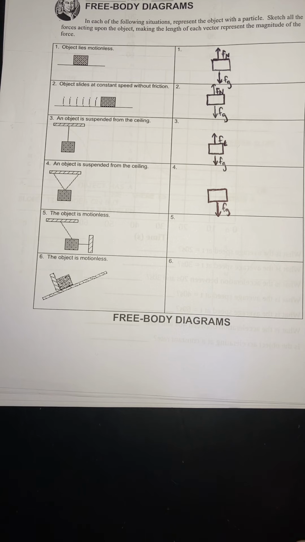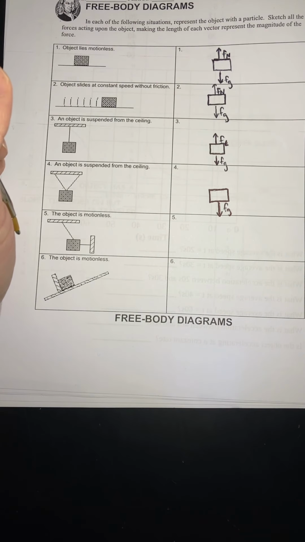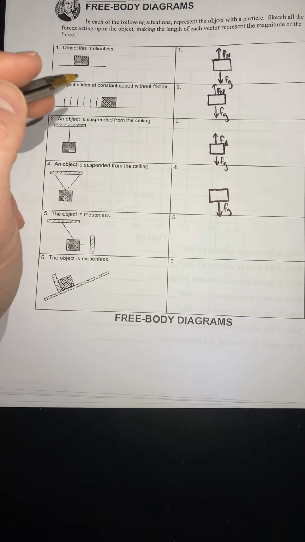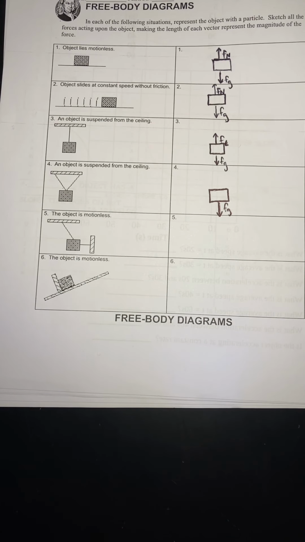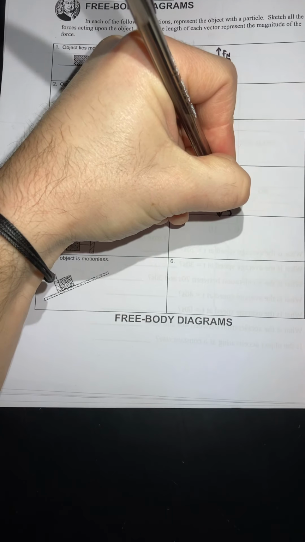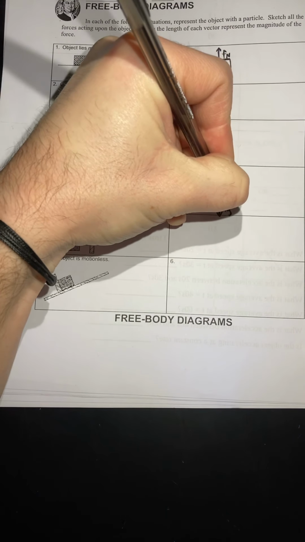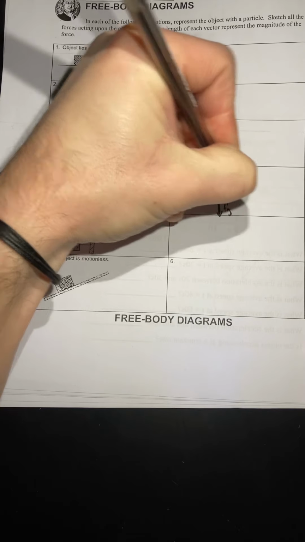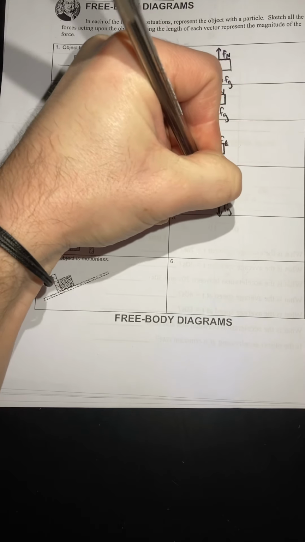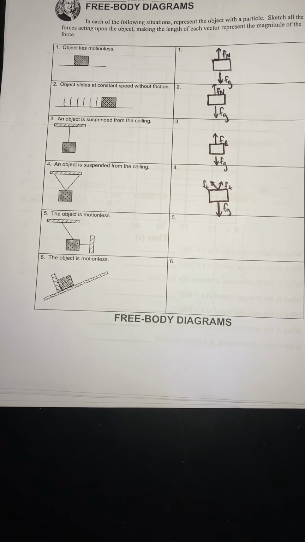Now, here's the thing. How big should the arrows be? That's right, because you have two tensional forces that are actually counteracting the force of gravity. So each one should be about half the size of the gravitational force. So it should look something like that. Does that make sense? Anybody confused on that?